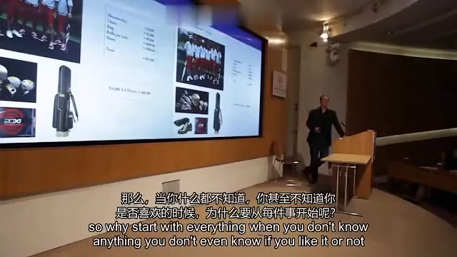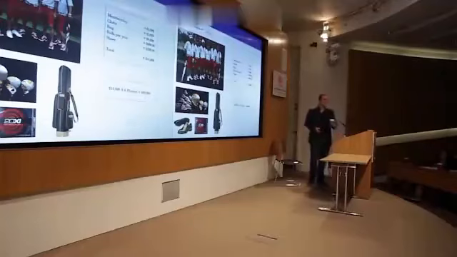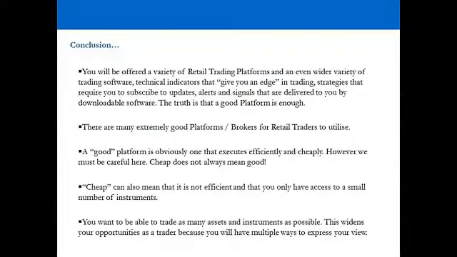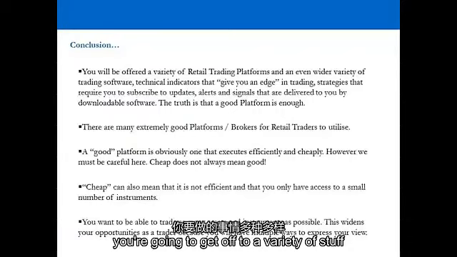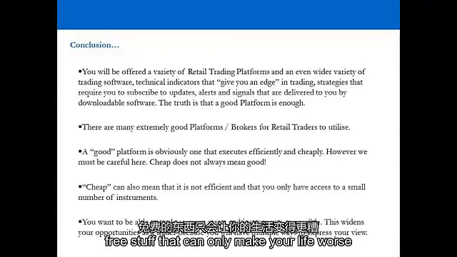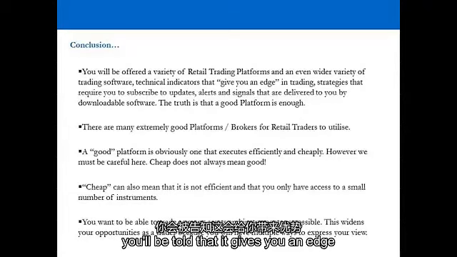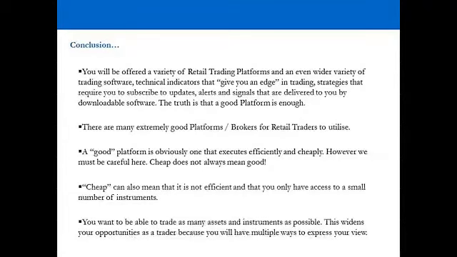So why start with everything when you don't know anything and you don't even know if you like it or not? Because the Japanese corporate golfer is not there to play golf, he's there to do business. You're going to get offered a variety of stuff with features, free stuff that can only make your life worse as a trader. You'll be told that it gives you an edge, but it just doesn't give you an edge.